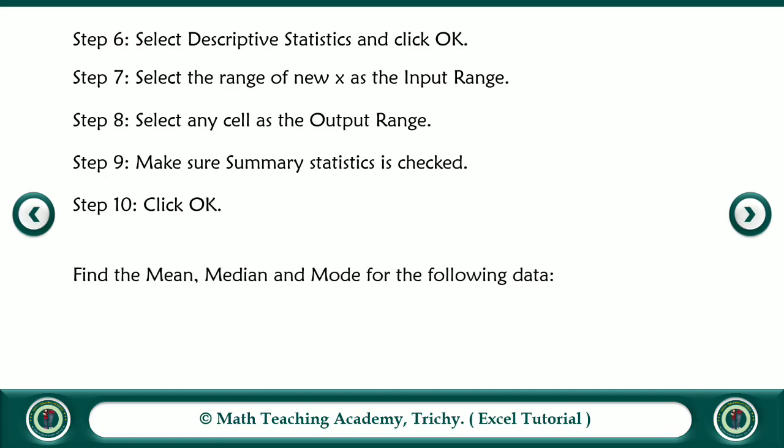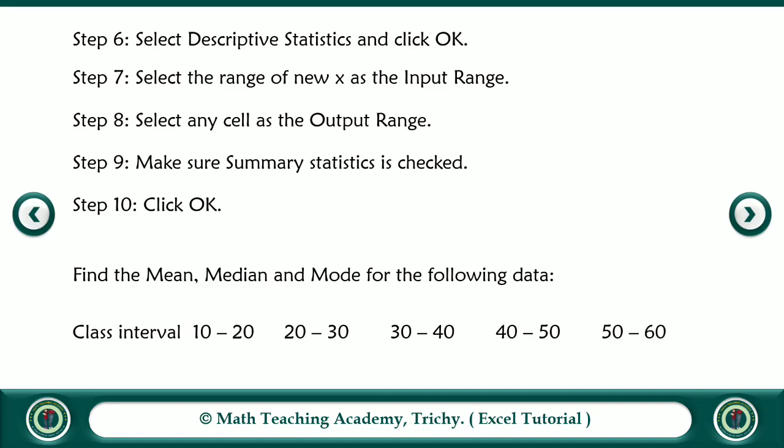Have a look at this example. Find the mean, median and mode for the following data. Class interval 10 to 20, 20 to 30, 30 to 40, 40 to 50, 50 to 60. Frequencies 3, 7, 10, 7, 3.